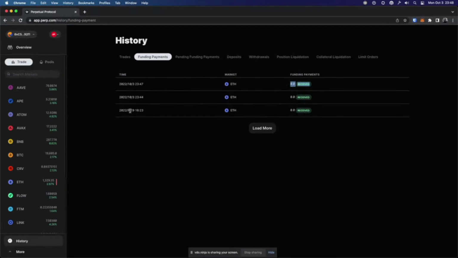But all right, so now we have received a total of three funding payments that have all been paid out to us, even though this market has been up and down. So that's great. I was assuming a little bit more, but they may roll them up.